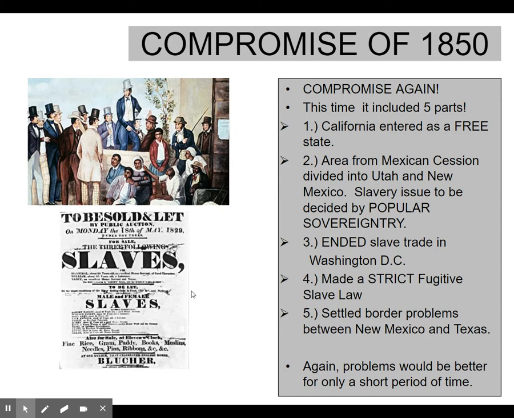The fifth part of the compromise was that it settled a border dispute between New Mexico and Texas. So when Texas won its independence from Mexico, it drew a larger state than it actually was, and it kind of encroached upon New Mexico's territory. And so the lines for Texas were redrawn, and they received $10 million for the land that then went to New Mexico. So the Compromise of 1850 worked for a short time. It appeased the South, it appeased the North, and the South stopped their threat of secession for about 10 years.